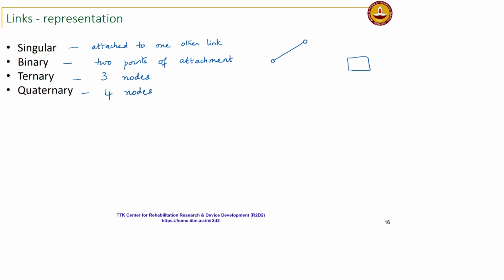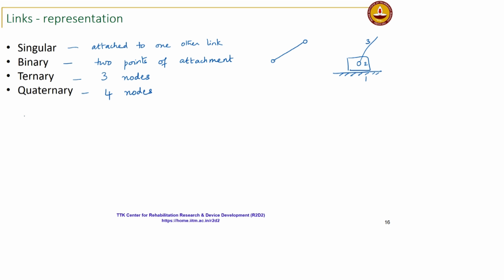If you have a block that is sliding with respect to one link and is attached to another link through a revolute joint, the block is still called a binary link. It has 2 points of attachment: one is the prismatic pair, one is the revolute pair. So 2 is still a binary link, and in a kinematic diagram this would be a binary link.